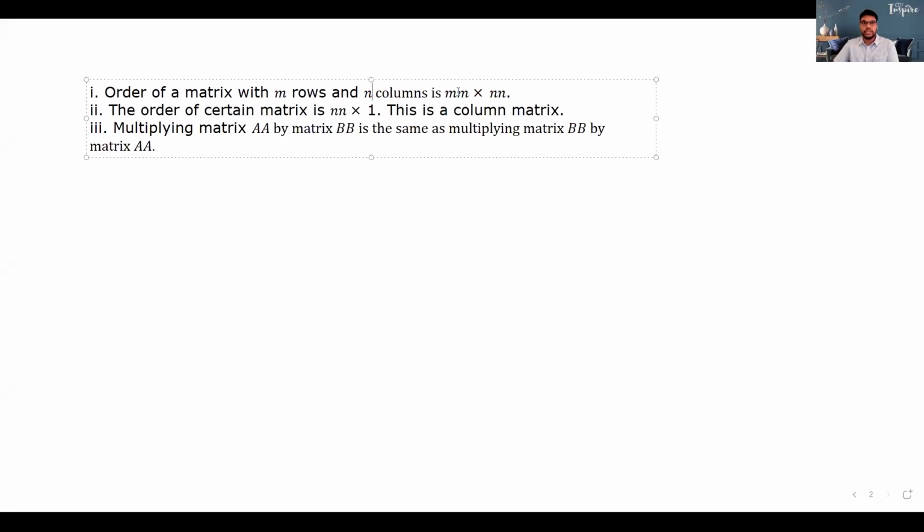So children, what about the first one? The order of a matrix with m rows and n columns is m by n. Is that correct or wrong?